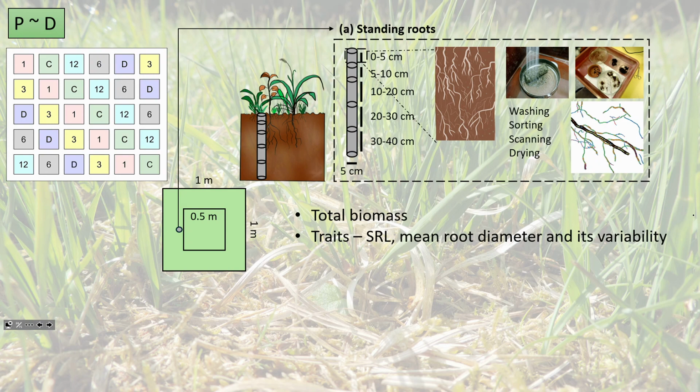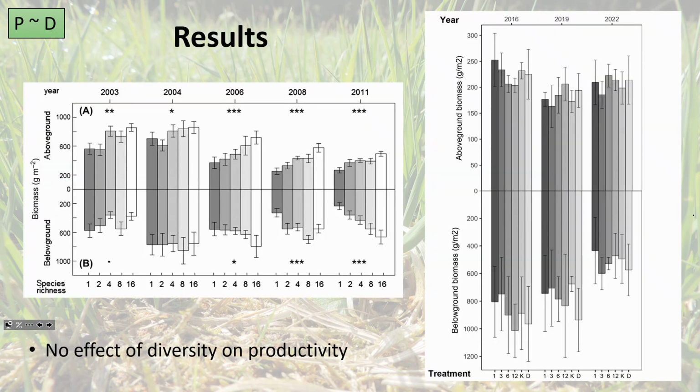We cored 40 centimeter cores, divided them into different layers, washed roots, sorted them into rhizomes, tree roots, and other roots, and also scanned them because we wanted to look at some traits also. So this is the graph you have already seen. I have put it here so you can compare it with our results, which are done in the same style.